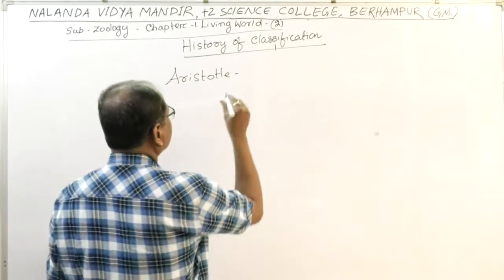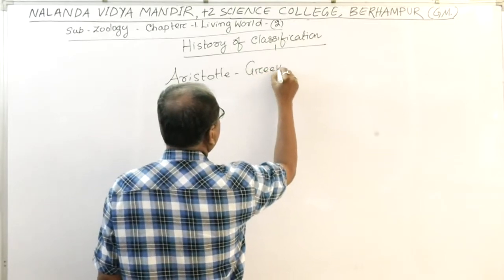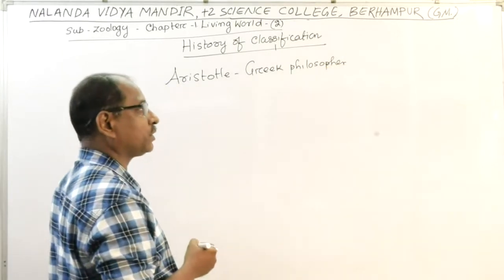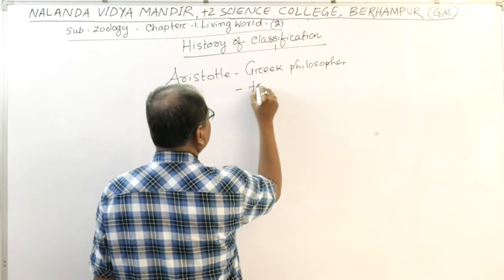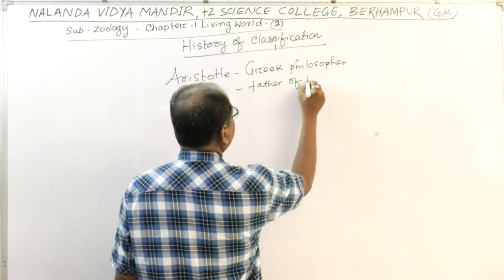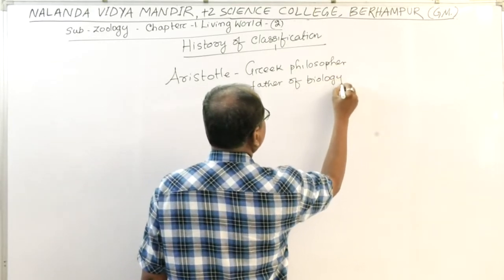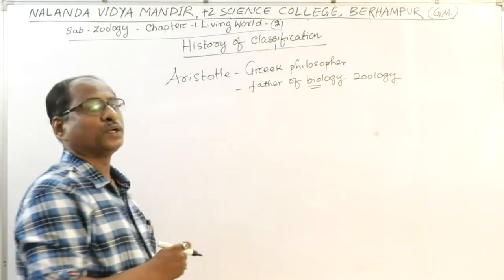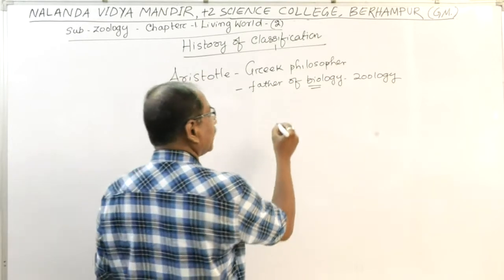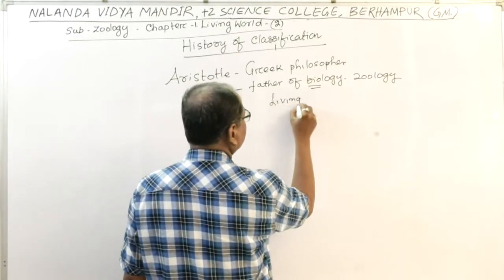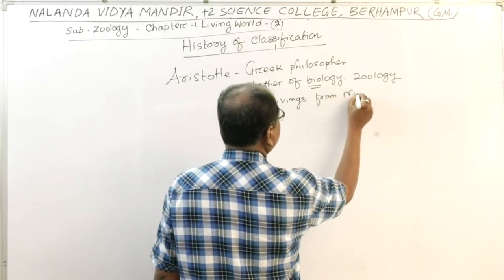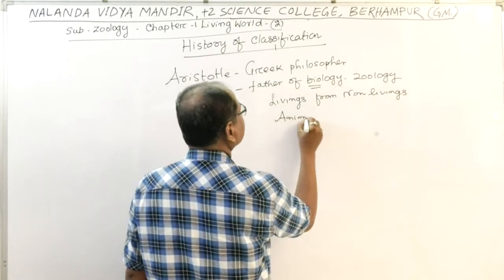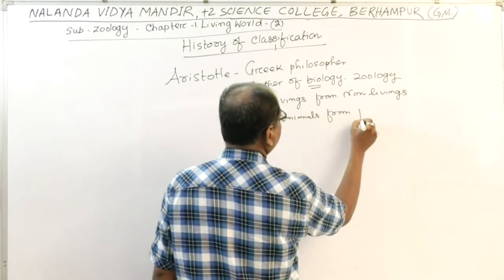I've already told you, he was the Greek philosopher. He is also considered as the father of biology and zoology. Why? Because he first of all differentiated the livings from non-livings, and animals from plants.